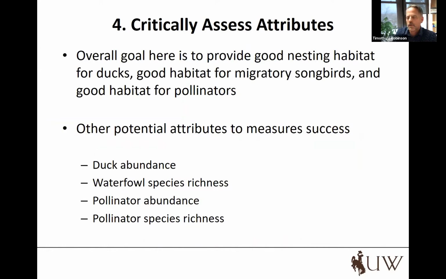Now, before I go any further in this, when you put a concept model together, it's really important that you assess the attributes that you are intending to measure. So in our particular case, our overall goal is to provide good nesting habitat for the ducks, the migratory songbirds, and for pollinators. However, some of the things that we might use to actually measure success might be duck abundance or waterfowl species richness or pollinator abundance or pollinator species richness. I mean, you can talk to lots of different people and they will have lots of different ways for counting ducks or songbirds or pollinators and looking at species richness. And I'm sure there's a whole suite of other things that we could be looking at.